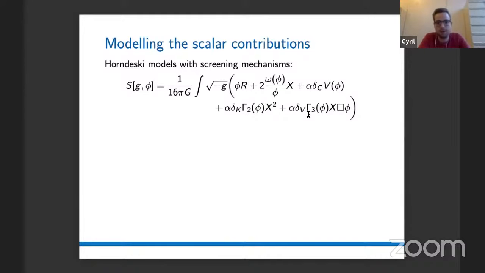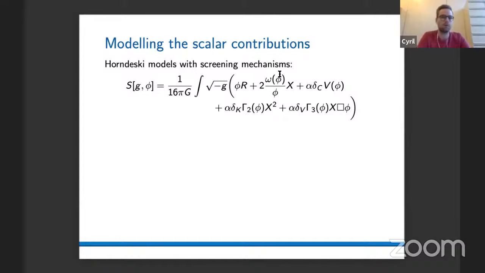And then you have three different terms representing the three different screening mechanisms. You have the chameleon screening with the potential, kinetic, camouflage screening, and the Vainshtein screening. And those functions gamma 2 and gamma 3 are arbitrary. Here we also added a little factor delta C, delta K, and delta V, because when we work with a theory, we don't want this theory to have different screening mechanisms because we don't really know how to deal with different screening mechanisms at the same time.